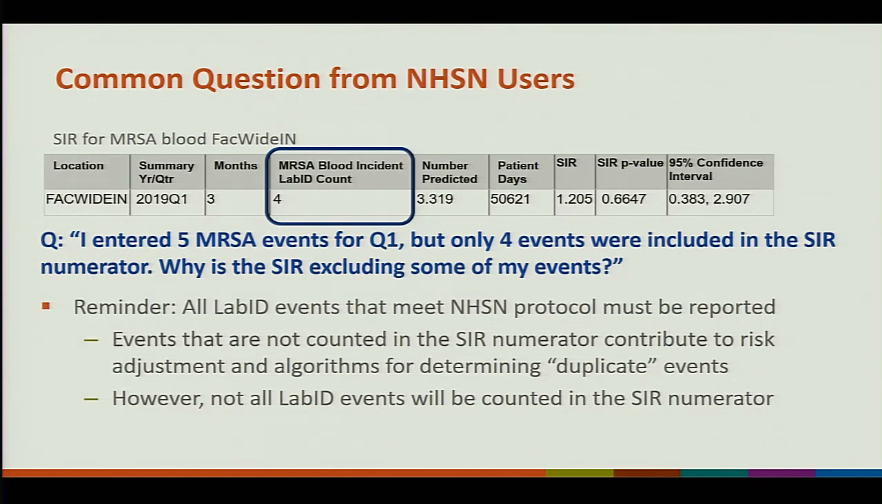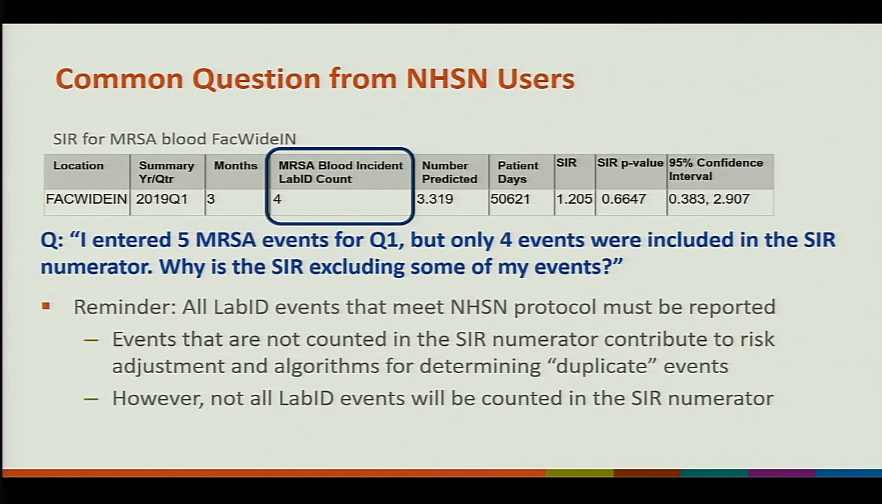Okay, so why are we here? One of the common questions we receive from NHSN users is regarding which events are actually included in the SIR. The question could be, I entered 5 MRSA events for 2009 quarter 1, but only 4 events are included in the SIR numerator. So why is the SIR excluding some of my events?